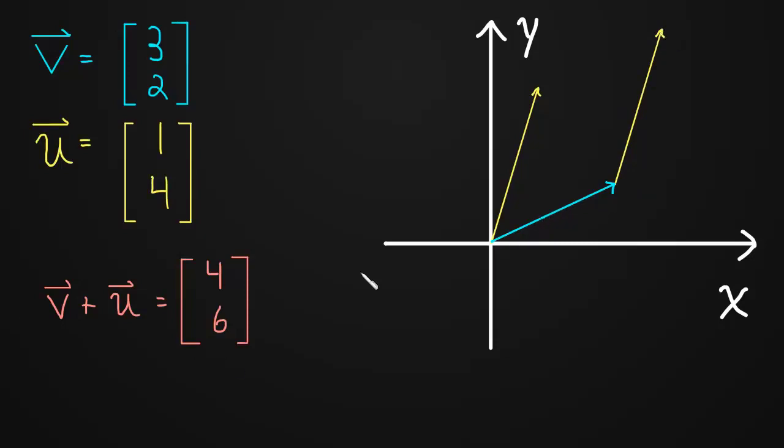And now the new vector is just the vector that starts at their common starting point and ends at that addition. So that new vector is the vector v plus u. And we know it has components 4, 6.